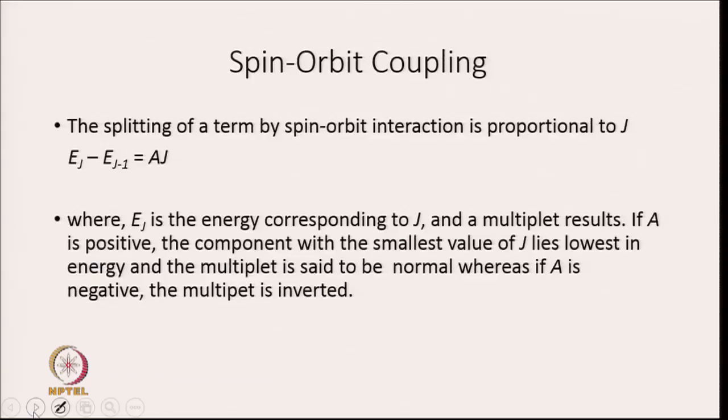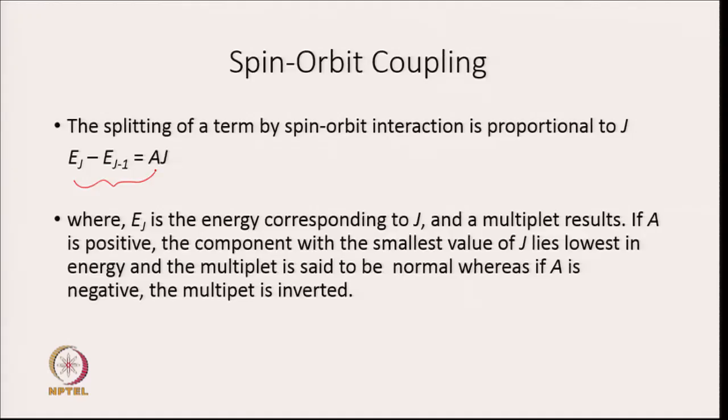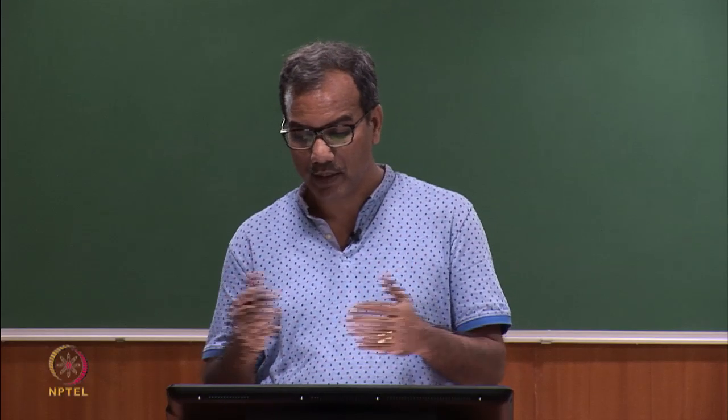The splitting of a term by spin orbit interaction is proportional to the J value. And J we know: J is the total angular momentum, which is the sum of orbital angular momentum plus spin angular momentum. So E_J minus E_(J-1) is A·J, so it is proportional to the value of J. Here E_J is the energy corresponding to J, and a multiplet results. So spin orbit coupling gives rise to splitting of the term into a multiplet.